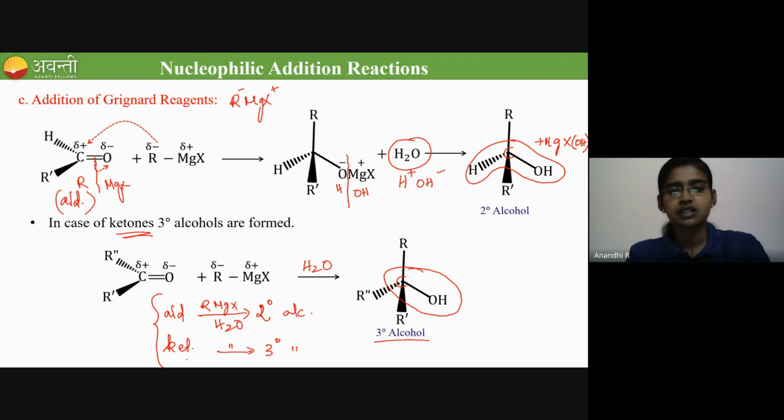You can take down the notes or you can take the screenshot. If it is clear, we can move on to the next addition. Is the Grignard reagent addition clear to you all? Just type yes. Yes. Thank you so much.